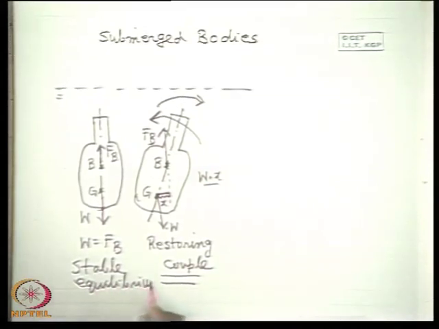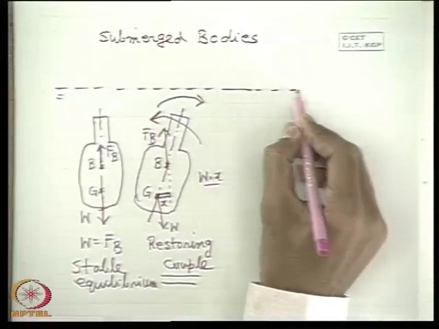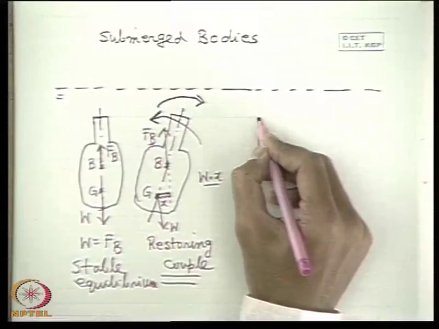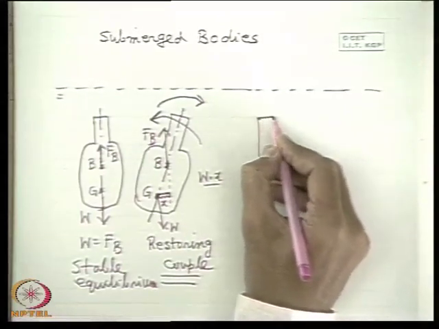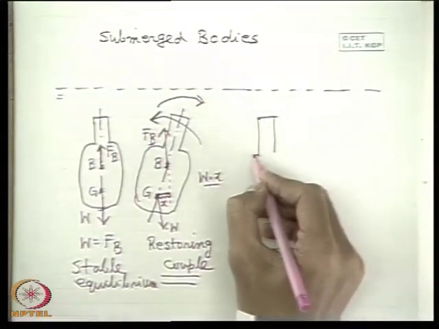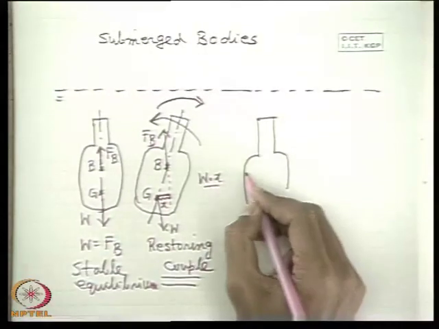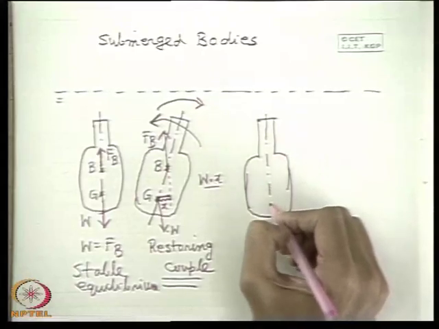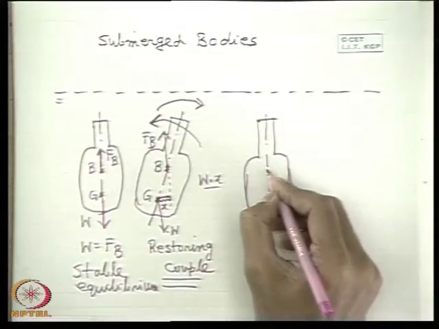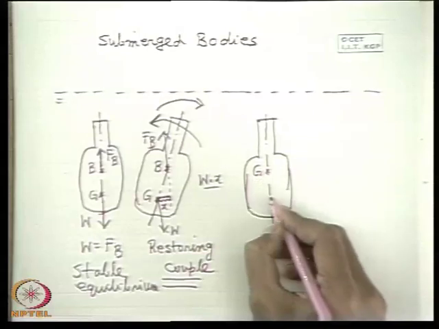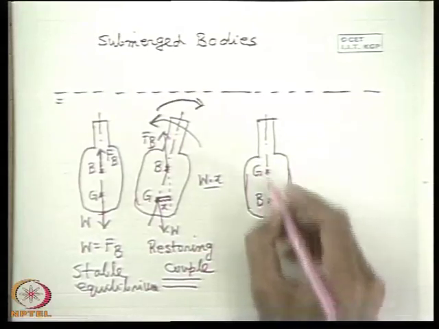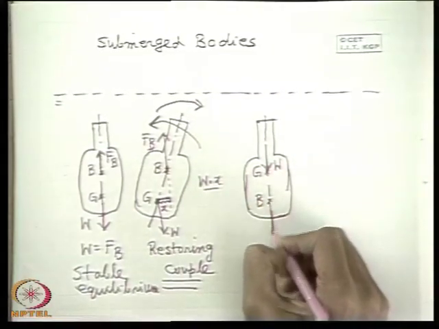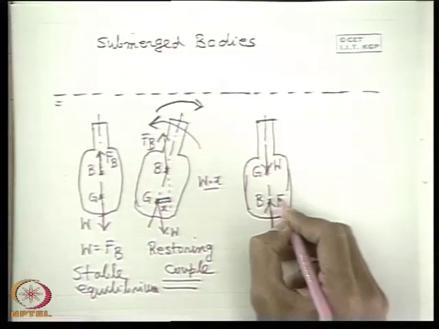Stable equilibrium. Now let us consider a case when G is above B. That means the distribution of the mass over the volume is such that it is top heavy. This is G, and B is below G. Through G, the weight of the body acts, and through B, the buoyancy force acts.